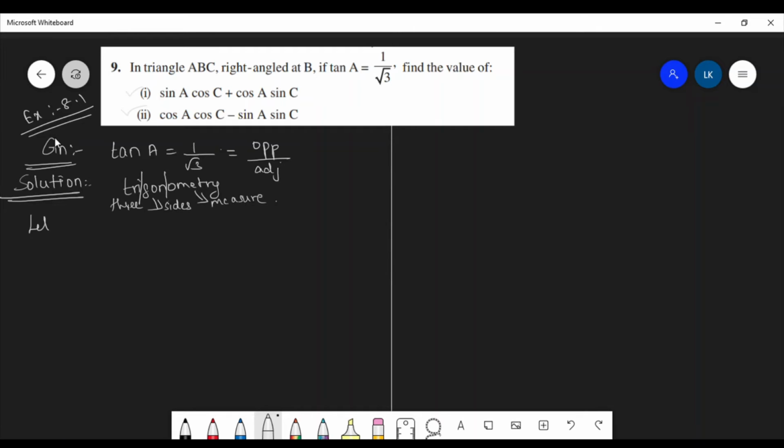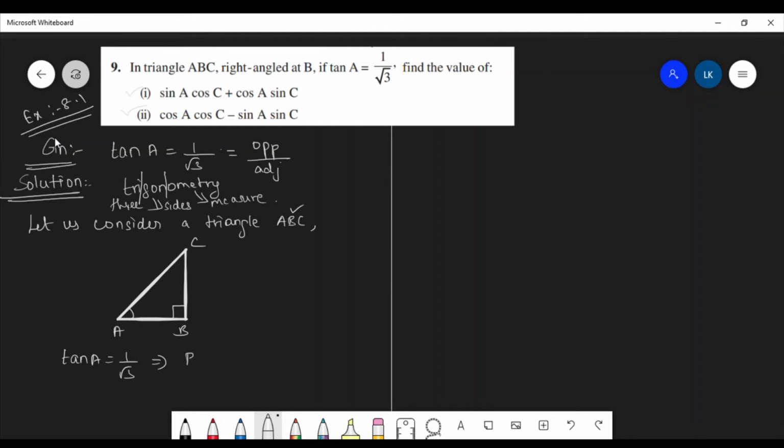Let us consider a triangle ABC such that it is perpendicular at B. Now what is given? Tan A is equal to 1 by root 3, which implies BC by AB is equal to 1 by root 3.